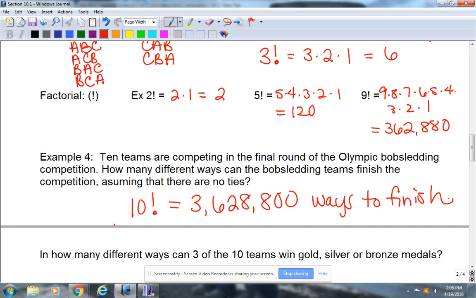Does that make sense why it's 10 factorial? Because it's 10 times 9 times 8, because you can't repeat. Okay. Well, here's another one.